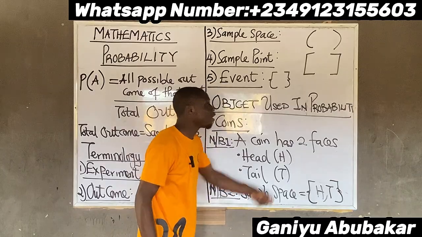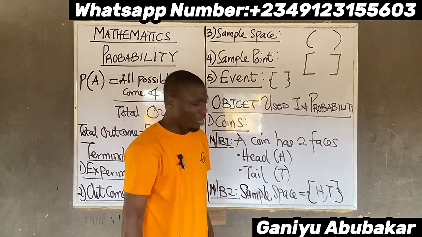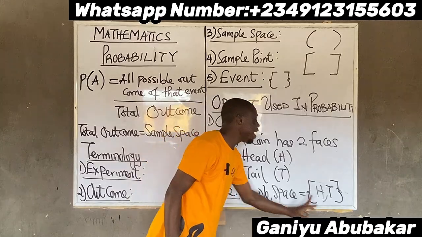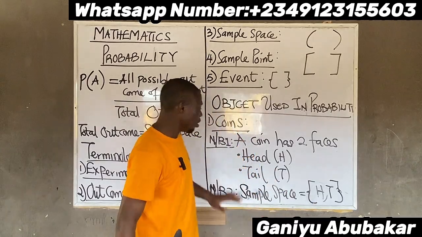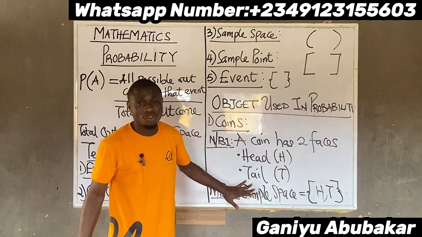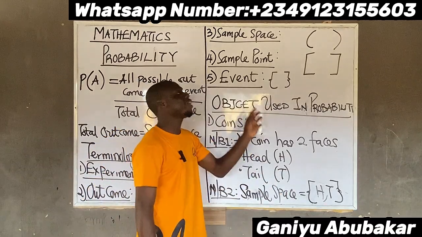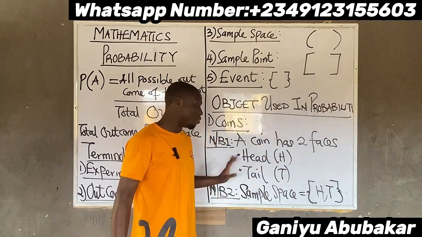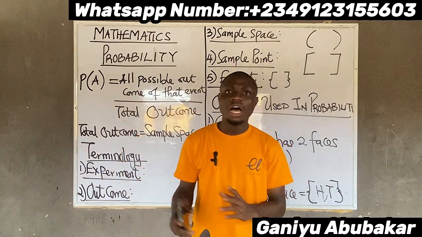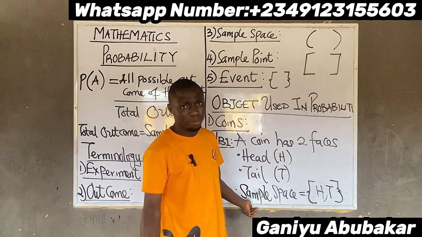So if I throw my coin, the possible outcomes I can get are head and tail. That's what I mean. The sample space is head, comma, tail. That is how this concept works. This is what I want you to note in the study of a coin: the sample space of a coin is head and tail. A coin has two faces, the head and the tail. That is what I want you to understand as we proceed in the study of other objects.